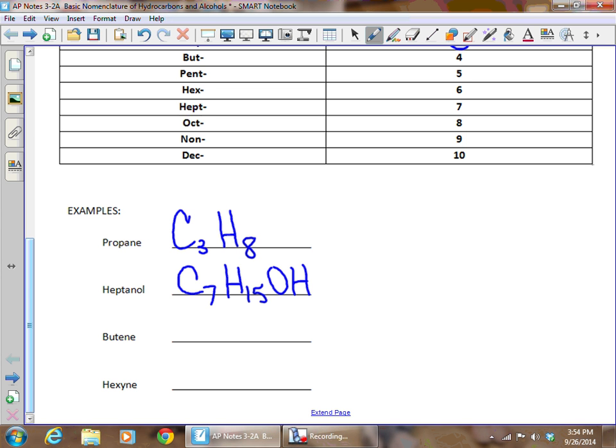Butene, seeing the end of that tells me it's an alkene. But tells me there's 4 carbons. And the formula for an alkene, remember, is just simply 2n. So the number of hydrogens I have here is 8 for that alkene compound. Finally, hexine. I know that it's carbon, and I know since it starts with hex, there are 6 of them. And since it is an alkyne, the formula is 2n minus 2 for the hydrogen. So 2n is 12, minus 2 is 10. So that's the formula for hexine, C6H10.